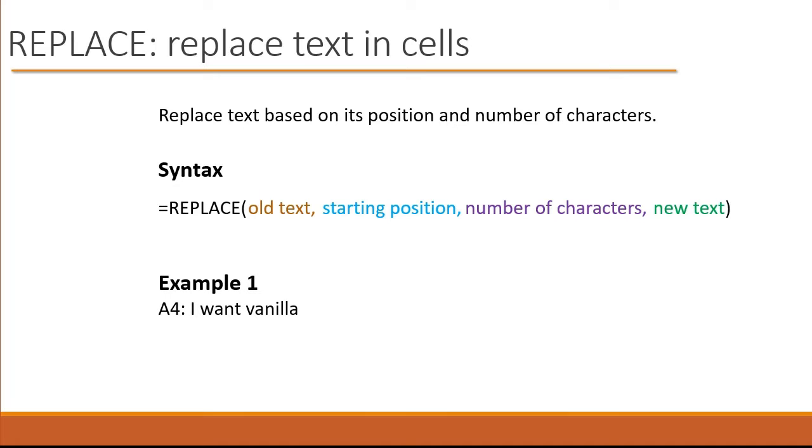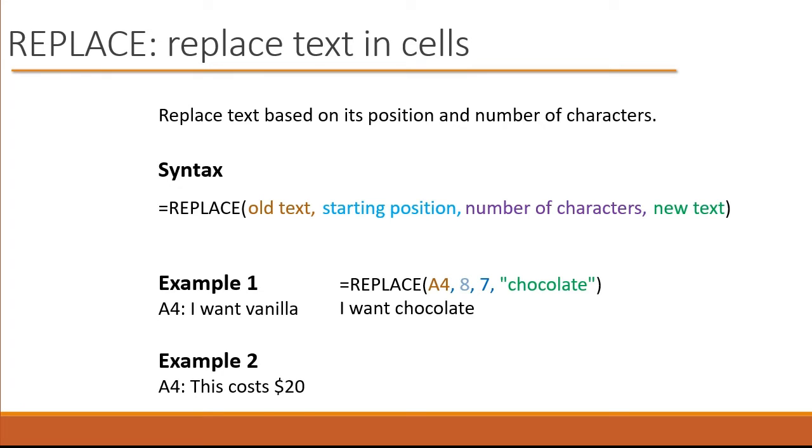So for example, let's say cell A4 says, I want vanilla, and you want to replace the word vanilla with the word chocolate. You would say equals replace, look at cell A4, start at the 8th position. Why the 8th position? Because the V in vanilla is the 8th character, and that includes spaces. And how many characters? The word vanilla has 7 characters, and then replace that with the word chocolate. It doesn't matter if the word chocolate has more or fewer characters. That 7 refers to the number of characters in the word vanilla.